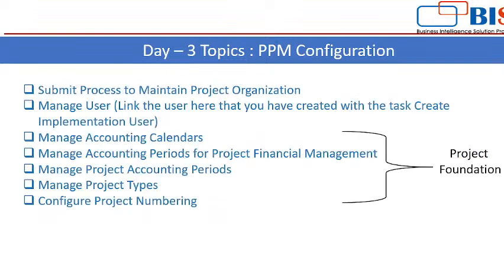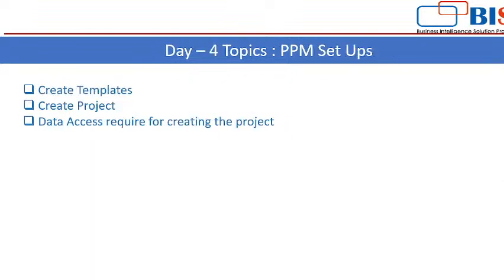Then in the day 3 we have also seen how to use the period in the project module. The project module has functionality that it can use a different calendar from the general ledger. Say in the general ledger we are using one calendar, and in the project module you can use a different calendar. So this is the functionality which is only available in the project module. Then we have seen how to link the implementation user with your employee user.